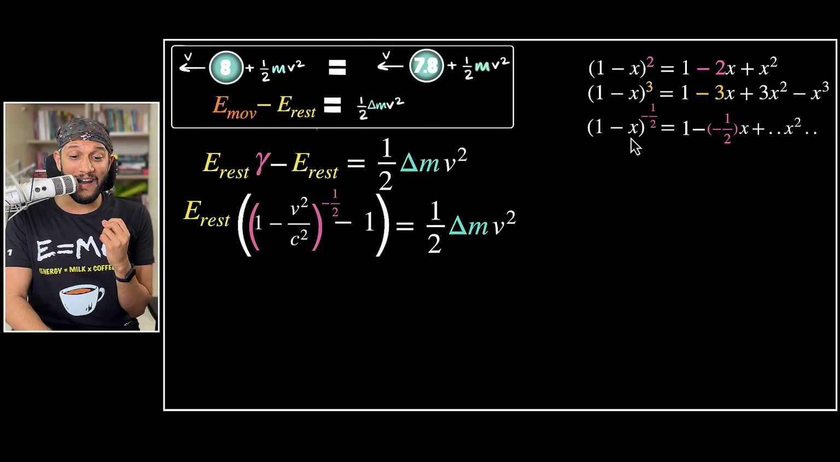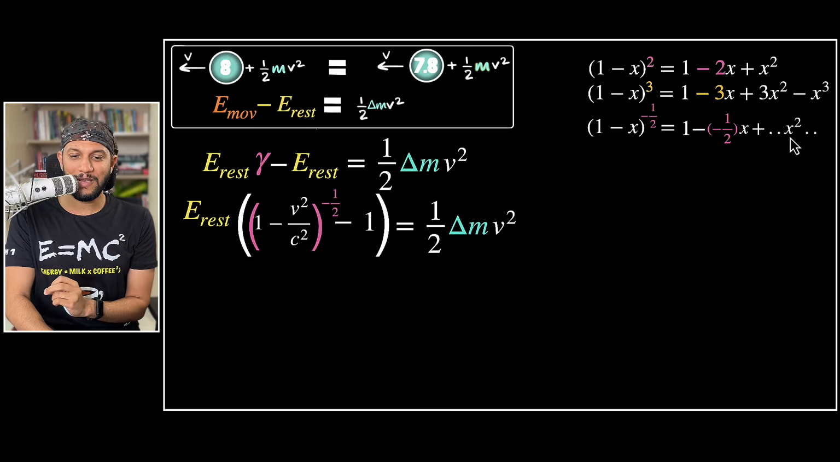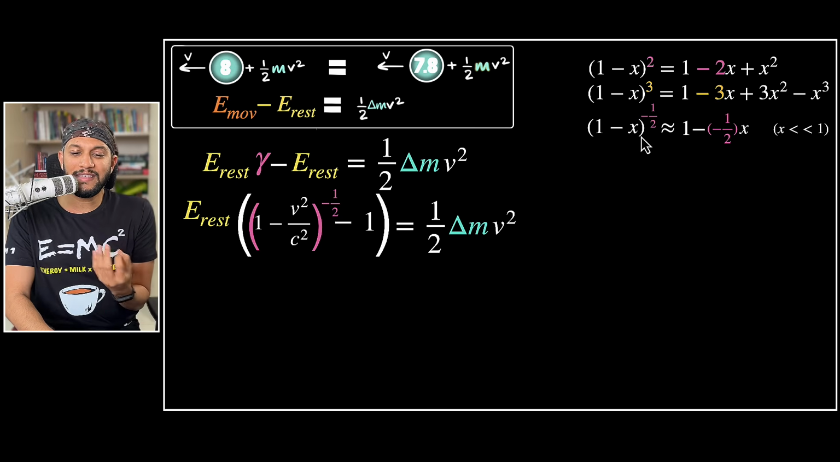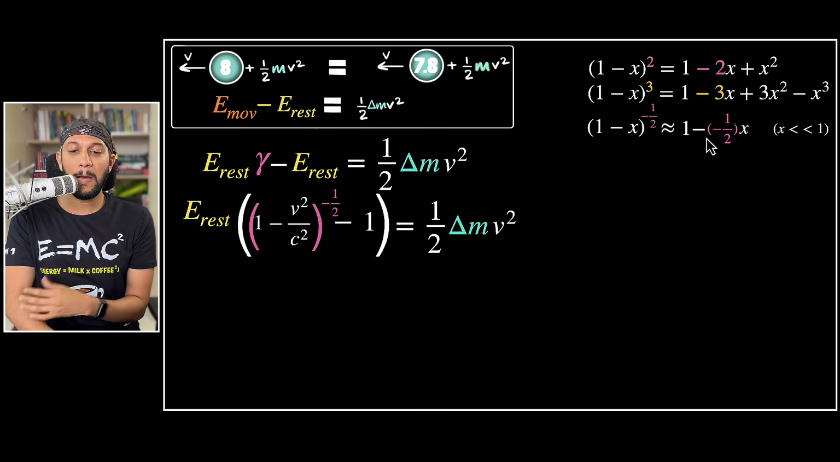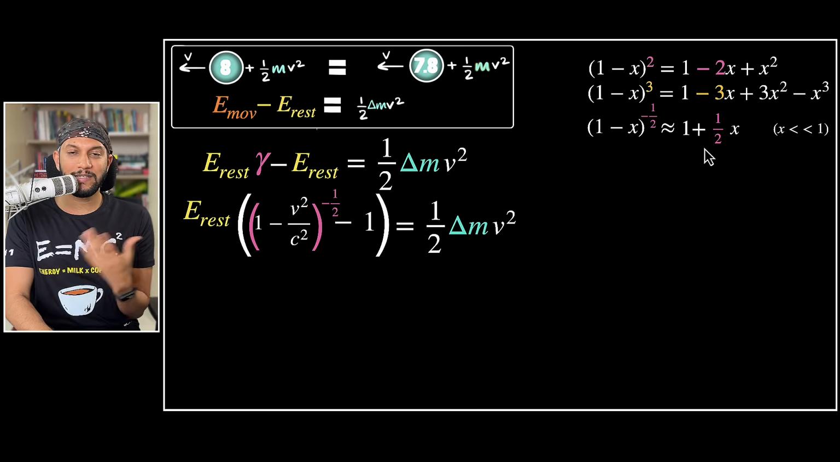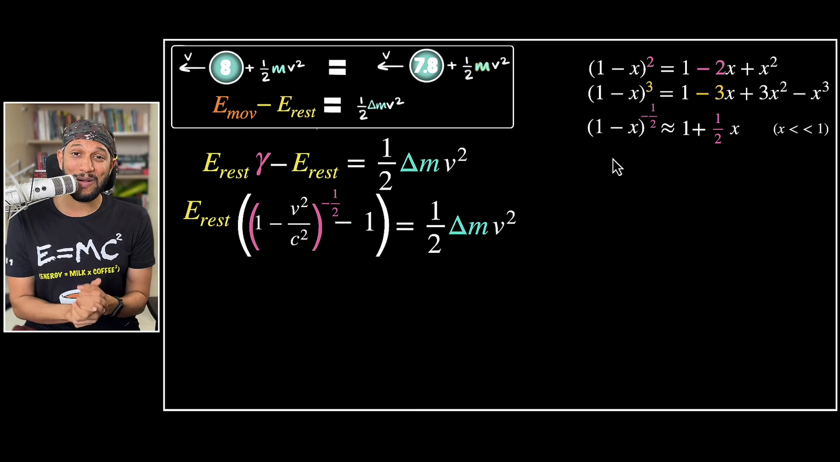Now, if our x is much smaller than 1, like in the case over here, because v is much smaller than c, then x squared becomes even smaller. And so the way we do the approximation is we could say, hey, let's not worry about all the higher powers of x. And therefore, if x is much smaller than 1, then this number is approximately equal to 1 plus half x. And so that's the approximation that we can do. We call this the first order approximation.